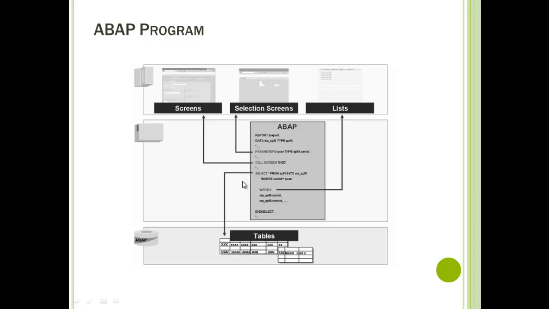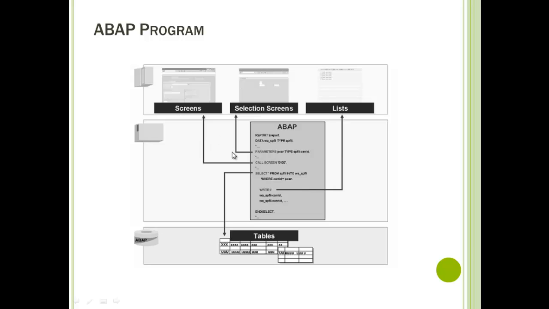And this same ABAP program can read some table or update some table. It can include some tables. If you do parameters, then it will get the parameters from the selection screen. If you call the screen, then it will call the specific screen. You can create different number of screens.